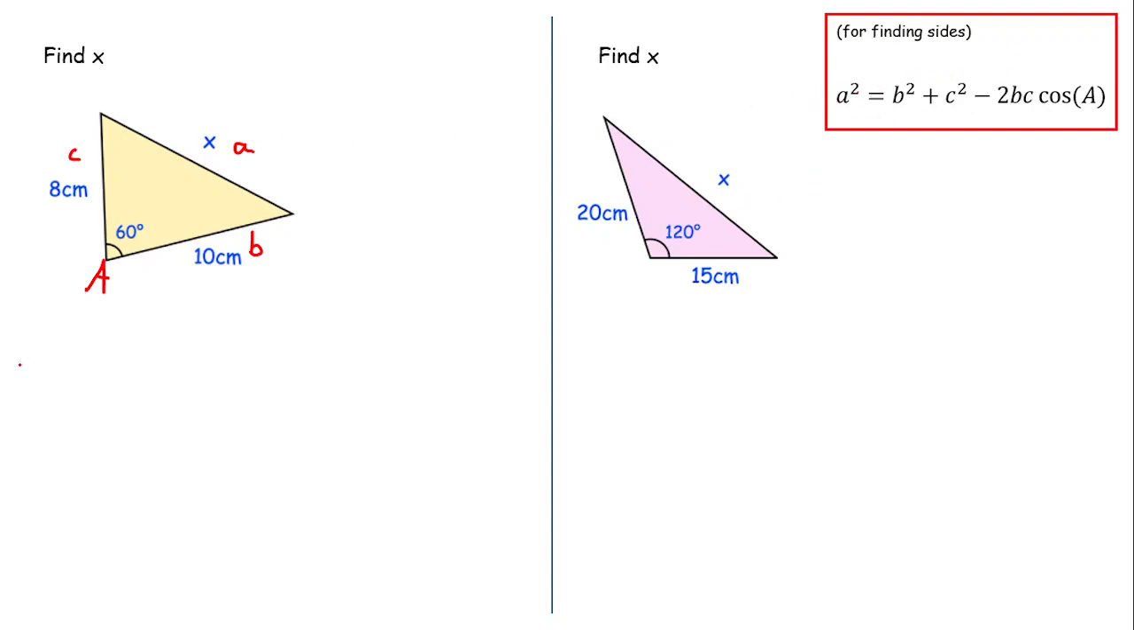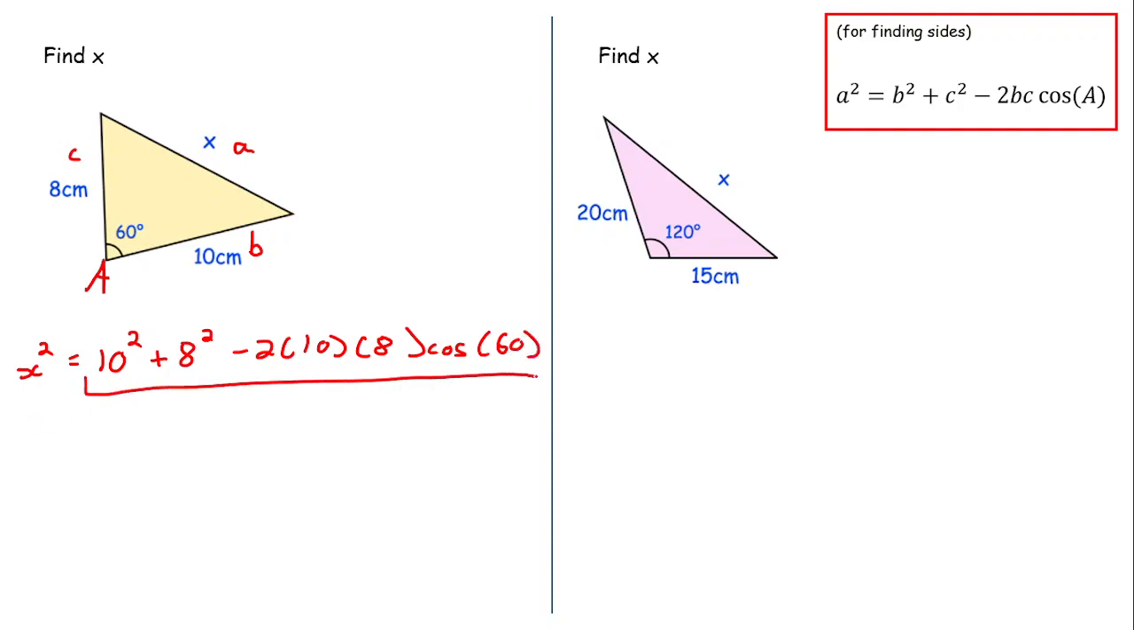So a squared, where a is x, so x squared is equal to b squared plus c squared, where b is 10, c is 8, so 10 squared, add 8 squared, minus 2 times b, where b is 10, times c, and again I'm using brackets here, where c is 8, cos of the angle 60. Just plug this into your Casio. So x squared is equal to, I'm going to type this in really carefully, 10 squared, add 8 squared, minus 2 times 10 times 8 cos of the angle 60.